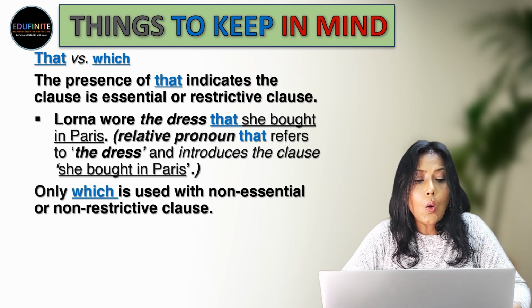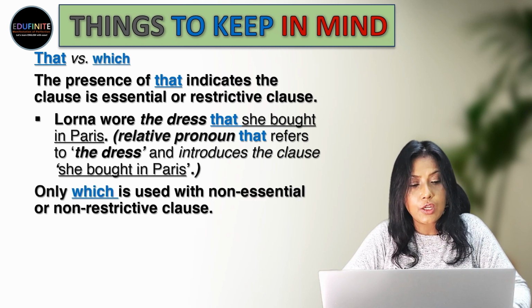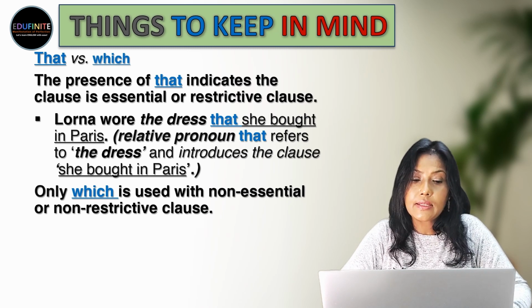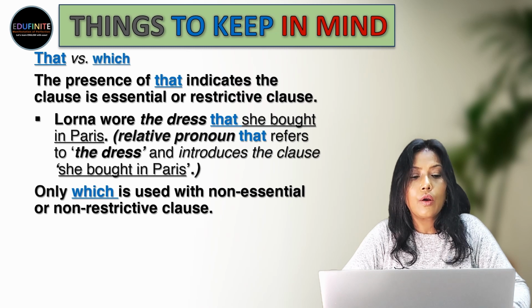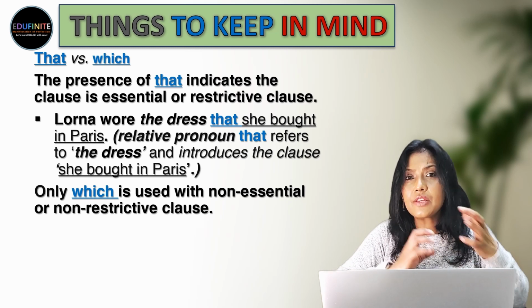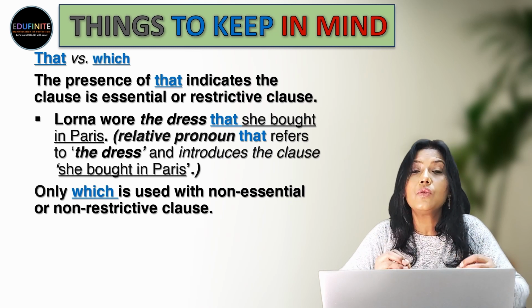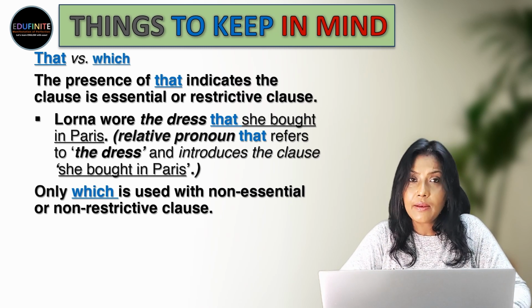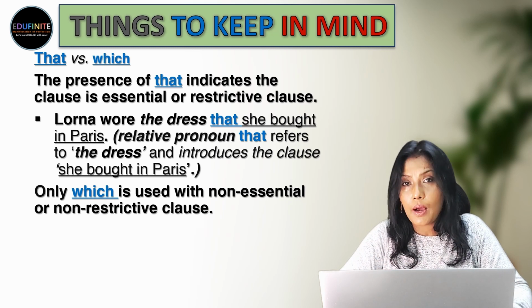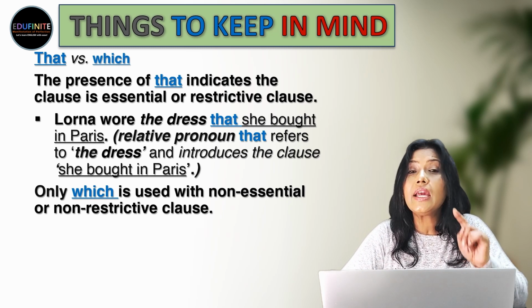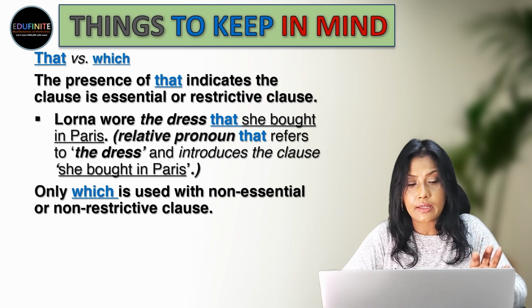Next we have only which, used in a non-essential or non-restrictive clause. Now in the first sentence you can replace it with which if you want. Lorna wore the dress which she bought in Paris. When it's an integral part of the sentence, we usually use that with it. And when it is not an integral part of the sentence, we only use which in that case. We never use that over there.